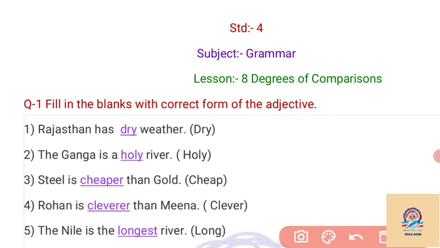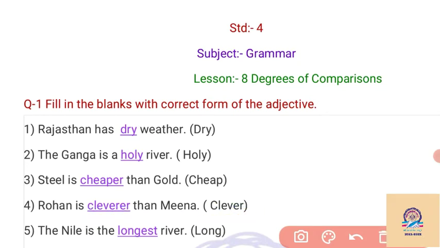Then in the fourth example, Rohan is blank than Meena. We can say that here we are talking about Rohan and Meena. We are comparing Rohan with Meena. So we have to write the correct form of clever. So clever changes into cleverer. We have to add er after the adjective clever. So our answer is cleverer.